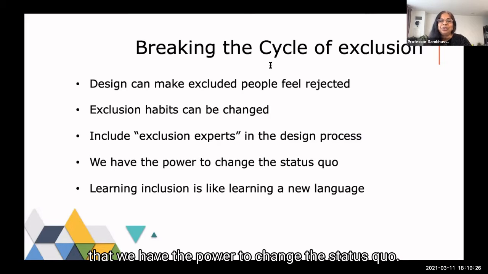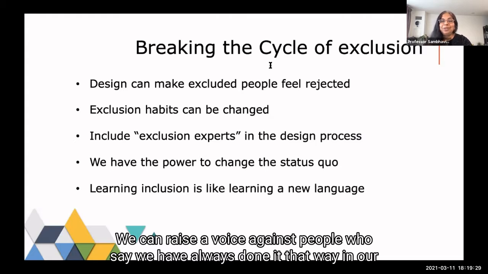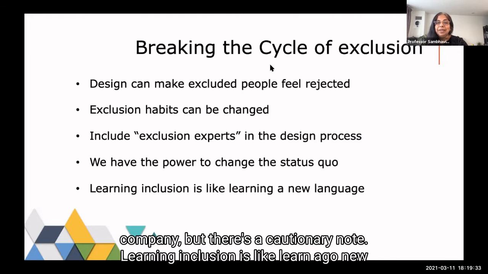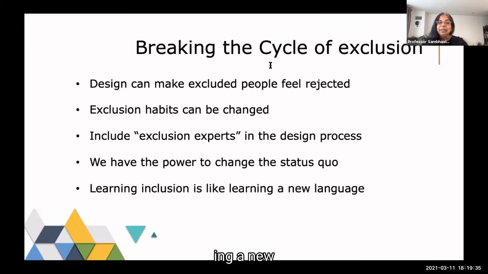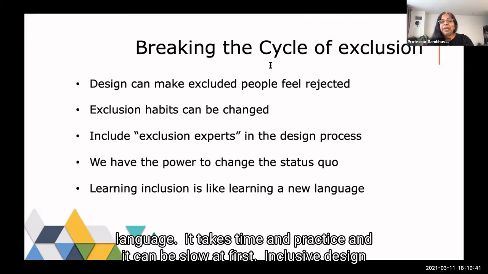But there's a cautionary note. Learning inclusion is like learning a new language. It takes time and practice, and it can be slow at first. Inclusive design could also seem like incomplete design to some people because we keep iterating the design with more and more users.